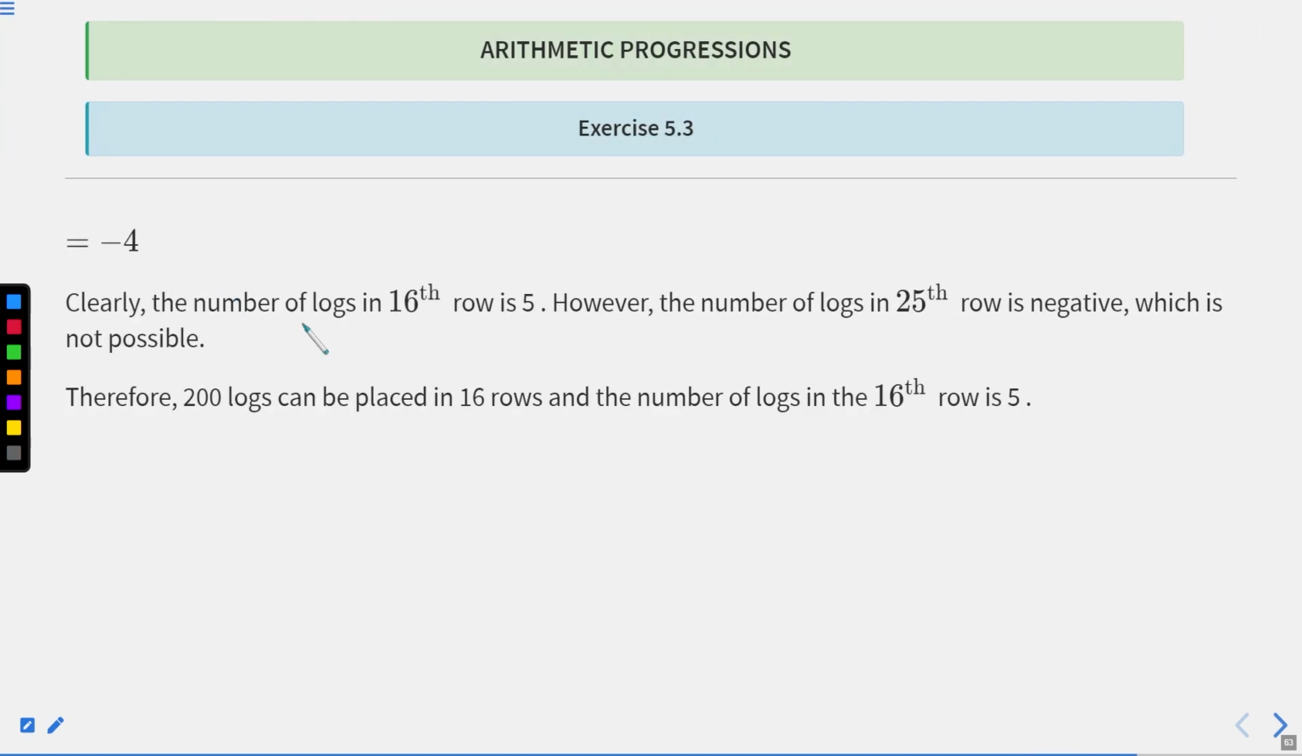So clearly the number of logs in the 16th row is 5, however the number of logs in the 25th row is negative, which is not possible. Okay, so therefore 200 logs can be placed in 16 rows, and the number of logs in the 16th row is 5.